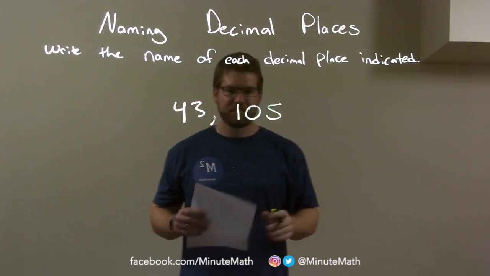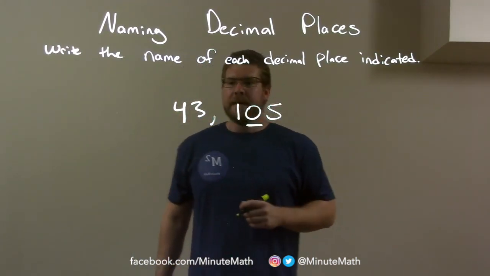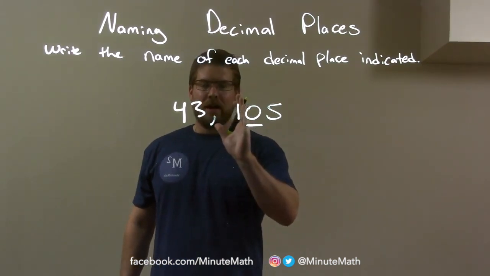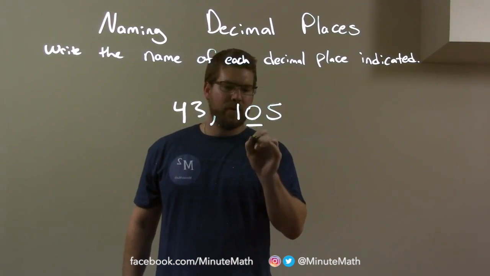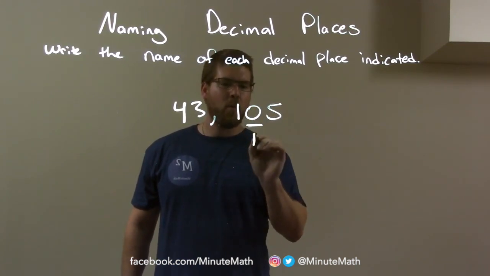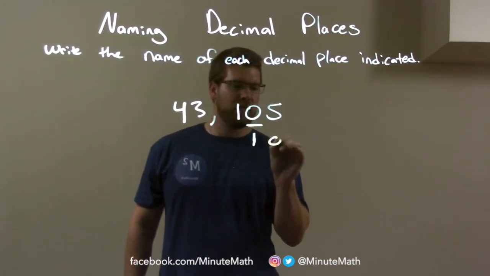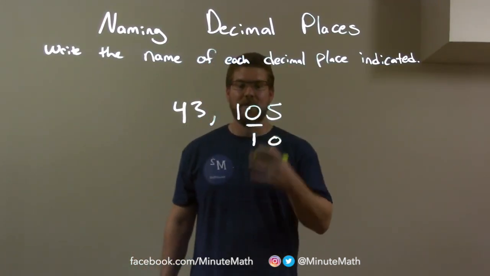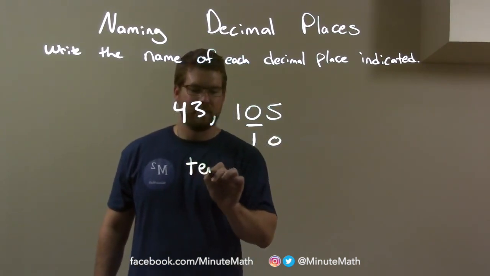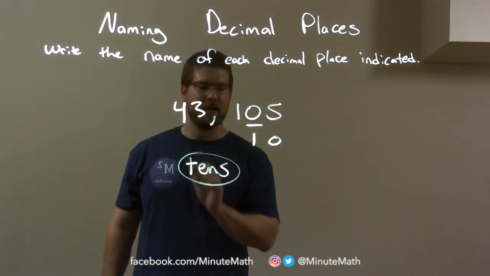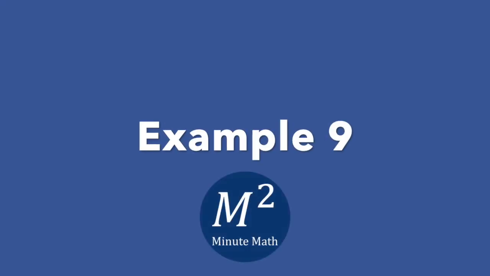43,105. And the bar is underneath the 0 right there. Well, when I'm looking at this, I don't care about everything to the left. I just look at the 0. That's the first thing I look at. I put a 1 underneath that place, and then I put a 0 for everything to the right. So 0 for the 5, and that's it. So we have the number 10. Well, this is the tens place. It's a good technique right there. So the 0 represents the tens place.